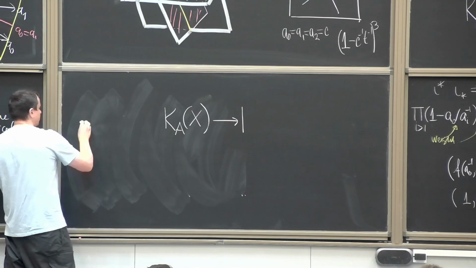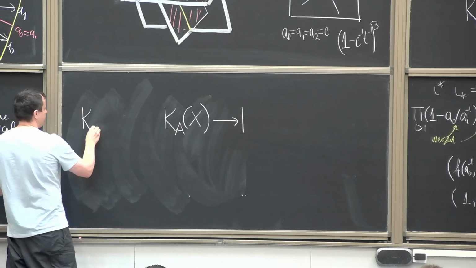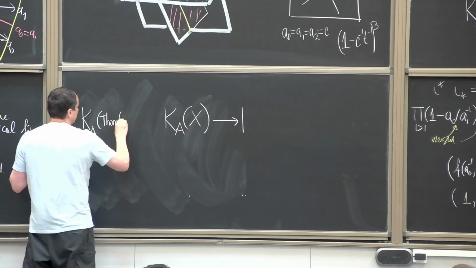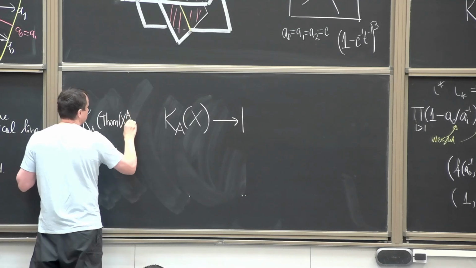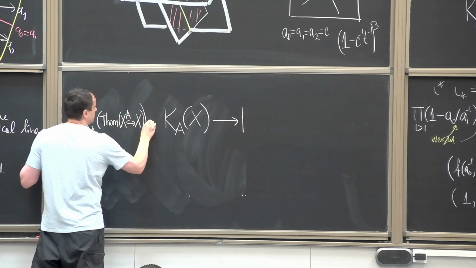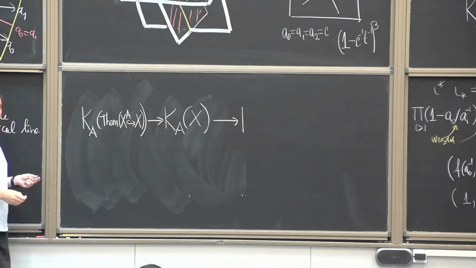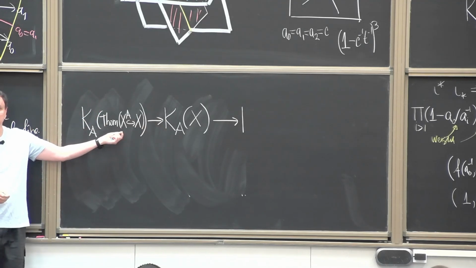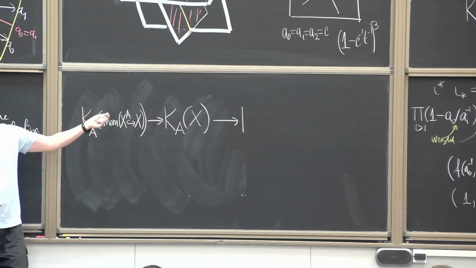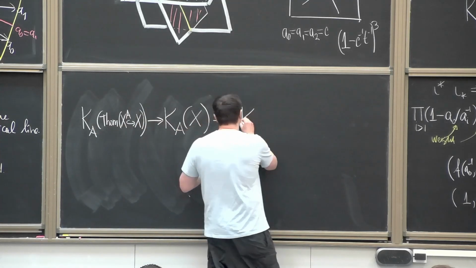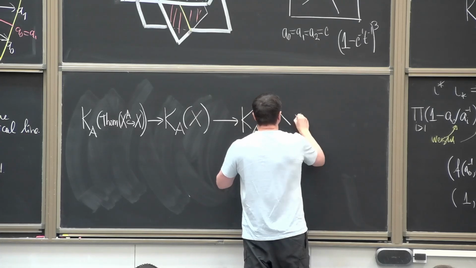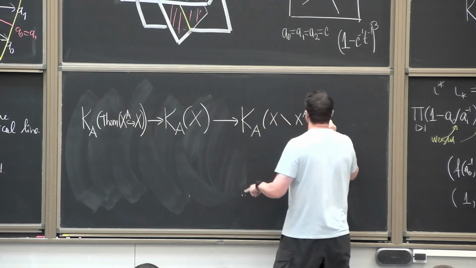How does push forward work? We take a look at the K theory of the Thom space for the inclusion of X, the fixed locus, into the whole thing. And what's the complement of this? This is the set of non-fixed points. And this is the complement, so this goes to the K-theory of X minus the fixed points.